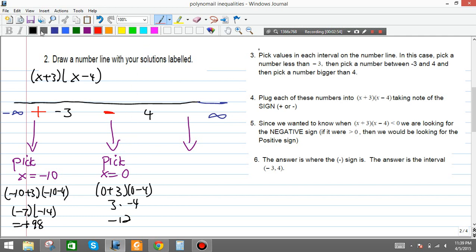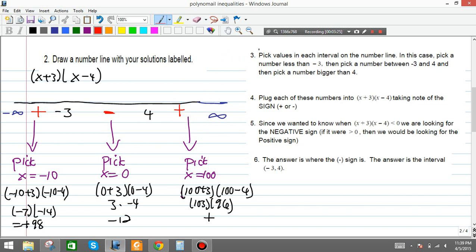And then finally, I will pick a number bigger than 4, and I get to pick 100. Then (100 + 3) times (100 - 4). I don't really care what that number is. I just know that it's 103 times 96, which is definitely a positive number. So over here, I have positives.